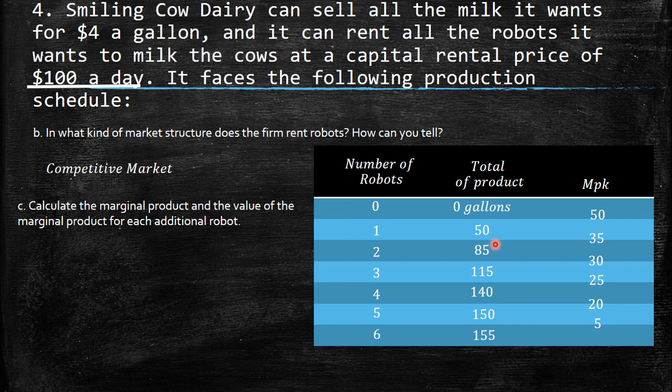As we realized before, anytime we hire an additional robot, naturally this brings a higher quantity of production, but it increases less than the previous one. This is again the law of diminishing marginal product of capital.